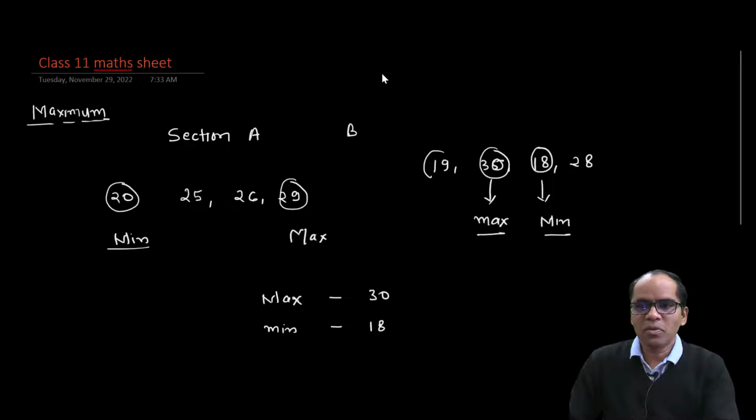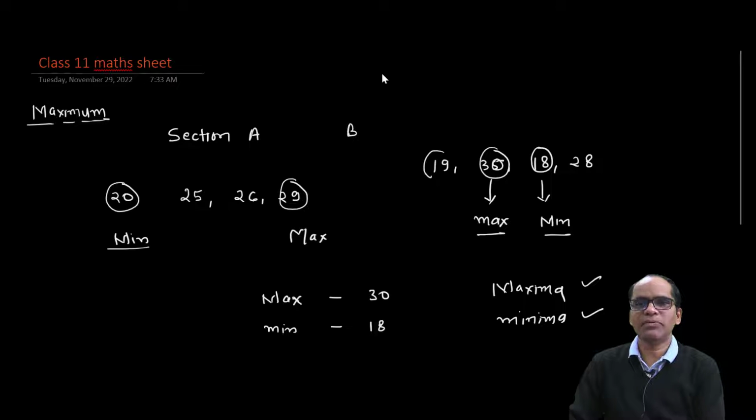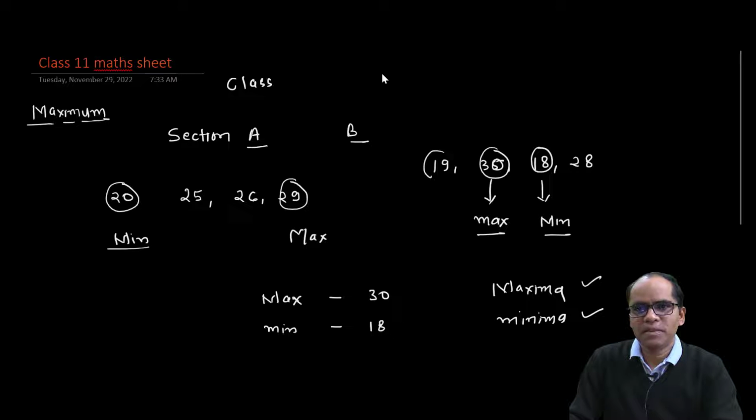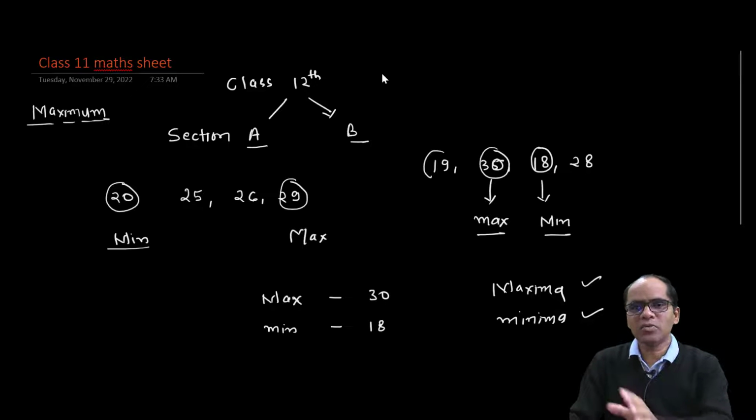There is one more term, maxima and minima. Maxima and minima is referred to when there are multiple sections. Suppose here I have explained section A and section B, in class 11th or class 12th. These two sections have individual maximum and minimum values, different values. Both sections have their own maximum value and own minimum value.